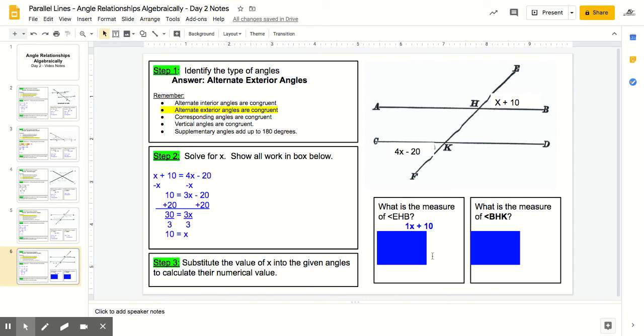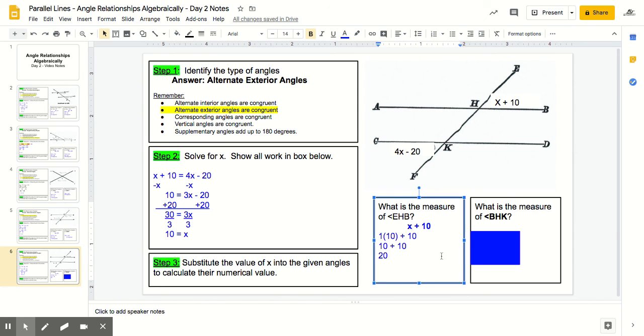Okay, now I'm going to come over here and substitute the value of x into the given angles to calculate their numerical value. So in this first text box, I'm asking you for what is the measure of angle EHB. EHB is right here. It has that algebraic expression, which I typed in for you. I'm going to plug in that 10 where I see x. 1 times 10 is 10. 10 plus 10 is 20. So the measure of that first angle is 20 degrees.